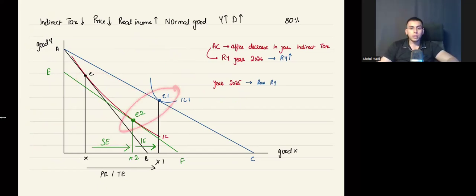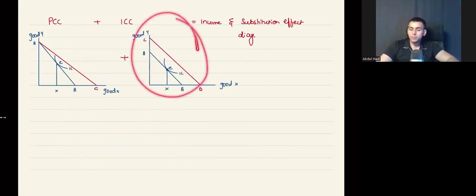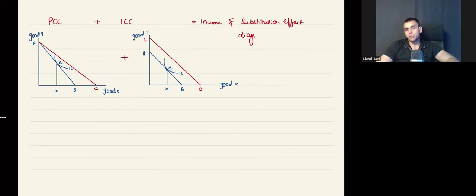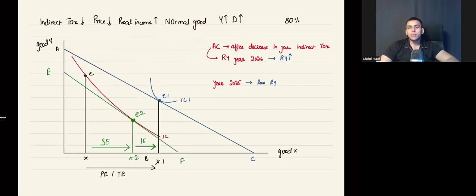From E2 to E1, the remaining gap that I'm left with is my income effect. The other way to prove it: if I remove this line, what do you see between E1 and E2, a shift or a tilt? Shift. And where do you get your shift? Income consumption curve. So between these two equilibriums, you'll get the income effect. Clear?